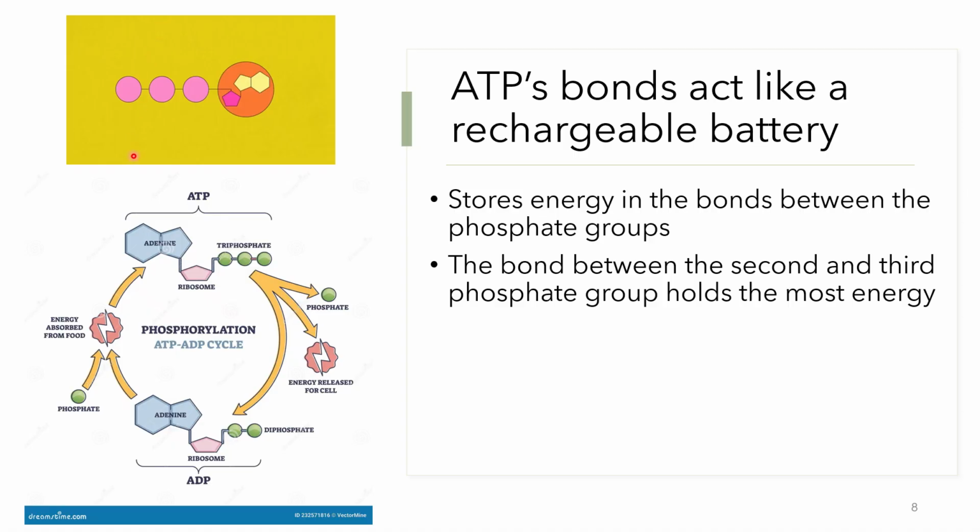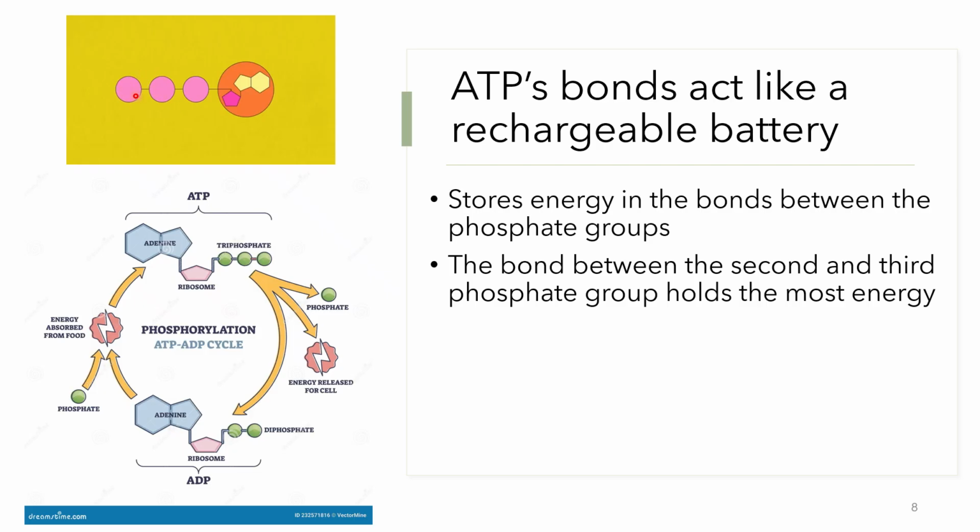So when we break that bond, we can release all the stored energy in that bond. That means when we form the bond, we have to store the energy. It takes energy to create that bond, but when we break it, we can release that energy. There is also energy here between the first and the second phosphate. There is also energy in the bond between the adenosine and the first phosphate group, but it's significantly less available energy than the second and third bonds.